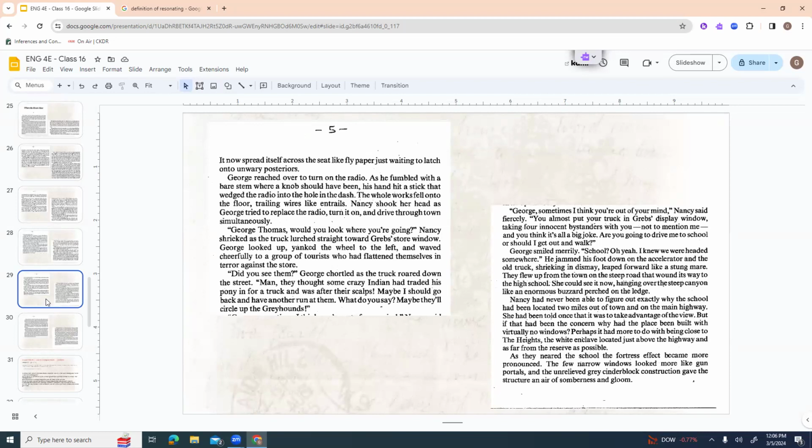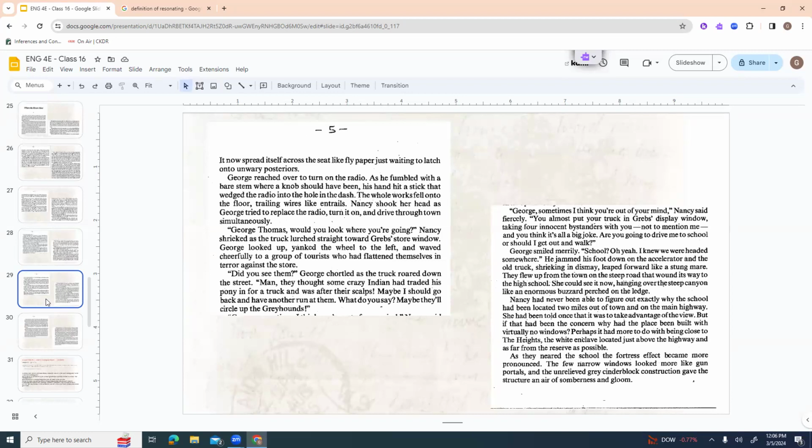Nancy shook her head as George tried to replace the radio, turn it on, and drive through town simultaneously. "George Thomas, would you look where you're going?" Nancy shrieked as the truck lurched straight towards Greb's store window. George looked up, yanked the wheel to the left, and waved cheerfully to a group of tourists who had flattened themselves in terror against the store. "Did you see them?" George chortled as the truck roared down the street.